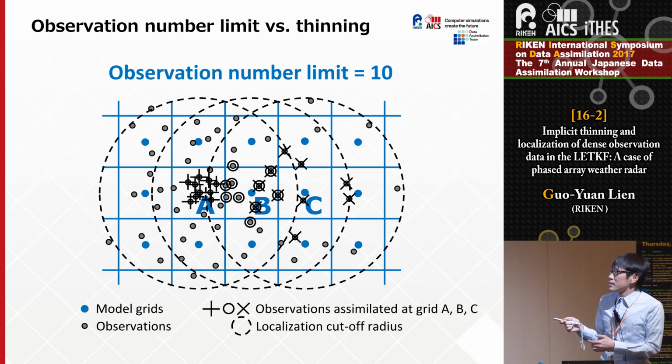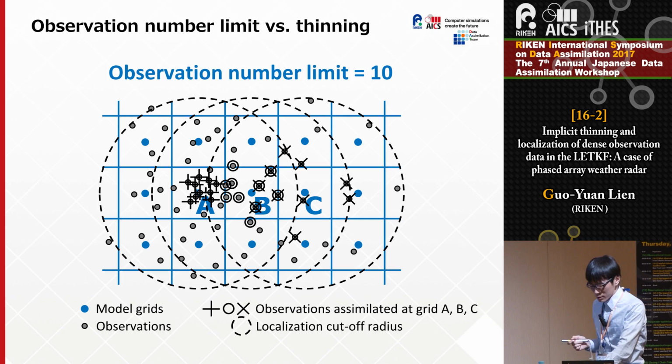So we know there are some differences between this method and the thinning method. The first is that this method doesn't sacrifice the resolution of the observation data, so it actually uses the original high-resolution data. And the second is that this method picks up a more independent set of observations for each grid.